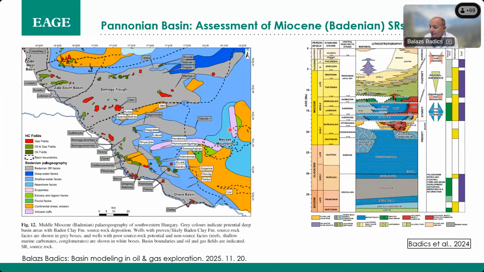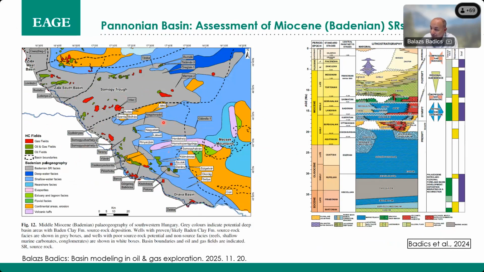I just show you very quickly because time is running out. For example, if you take an area in the southwestern part of Hungary, this is Croatia here, the southwestern part, the so-called Drava and Somogy basins. First, you start with very detailed paleogeographic maps, and then you see here the gray is where you have very good quality middle Miocene source rocks, and the blue is where you have reefs and carbonates, and the pink is, for example, evaporites.